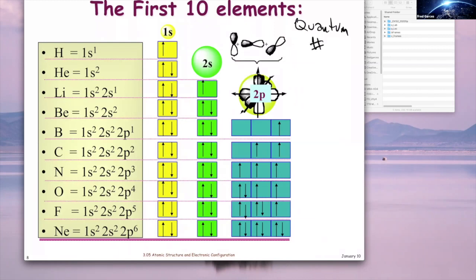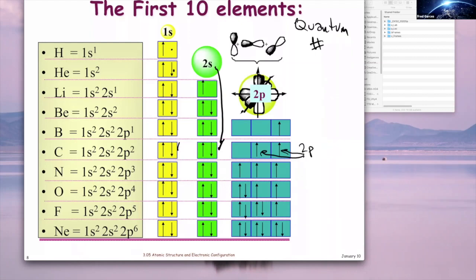Okay, hydrogen has 1 electron, it's found in the s orbital. Helium has 2 electrons found in the s orbital. Carbon has 6 electrons. 2 of them are found in the 1s orbital, 2 of them are found in the 2s orbital, and 2 of them are found in the 2p orbitals. And notice how Hund's rule is obeyed. They go into separate orbitals with the same spin.